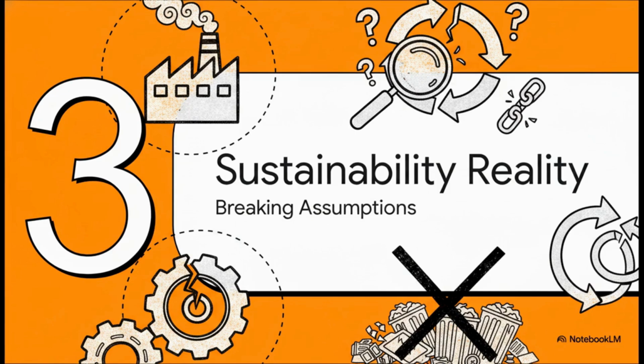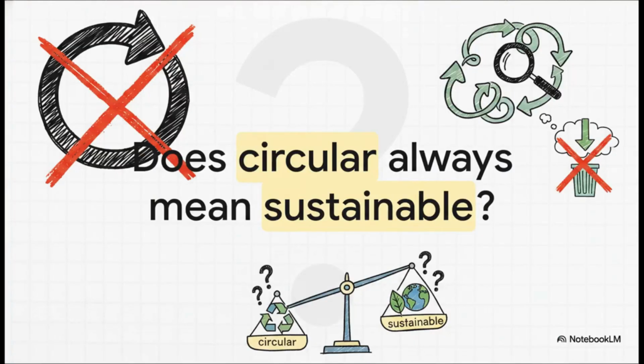Okay, Section 3, the Sustainability Reality Check. This is where we break down some major assumptions about circular systems. Here's a huge question for you. Does circular always mean sustainable? It is so easy to just assume the answer is an automatic yes, but we really need to challenge that preconception right now. To truly evaluate these case studies, we have to adopt a critical life cycle assessment, or LCA, perspective. We literally cannot just take the word circular at face value and assume it's magically good for the environment.